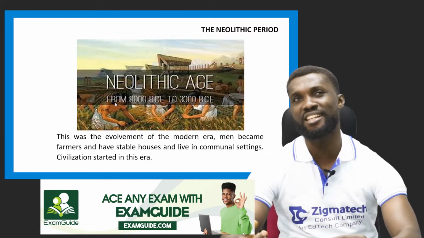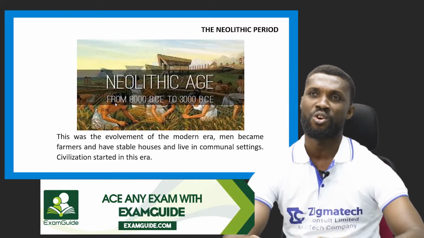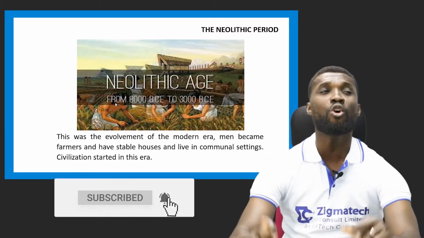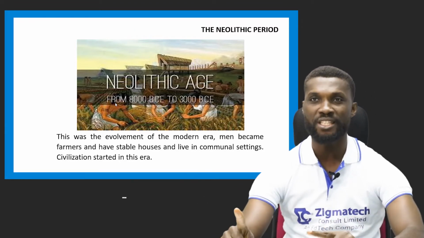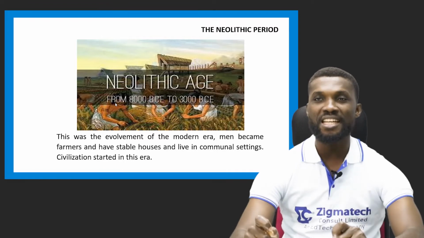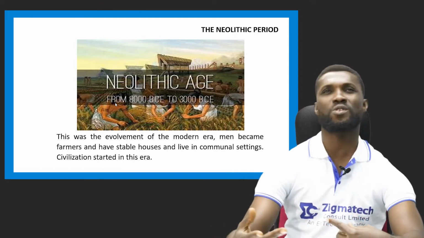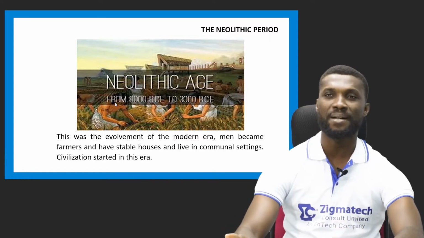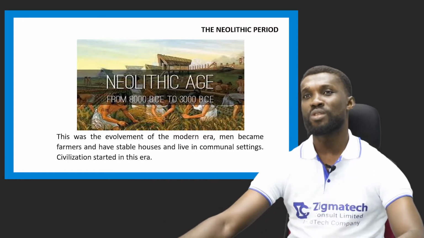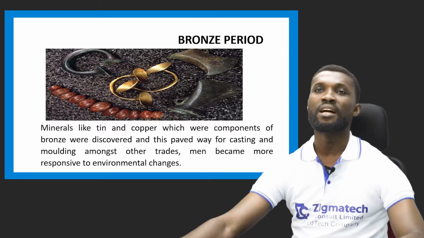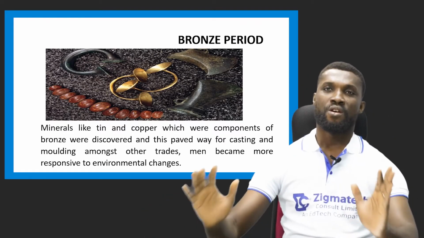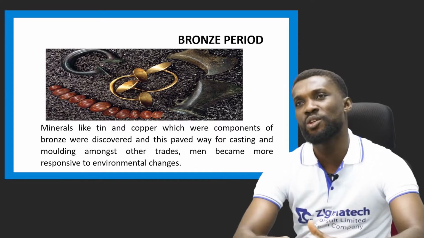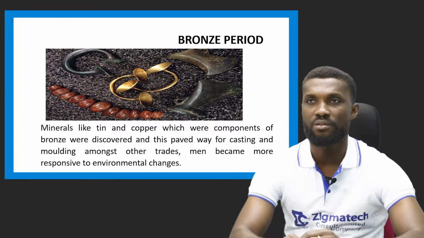Now, in case in your exam they ask you the question, in what era did civilization start? What should come to mind is Neolithic. And then if I should ask you again, in what year did the Neolithic start? Don't forget, just put this at the back of your mind that it started from 8,000 BC to 3,000 BC. Now, in the Neolithic era, the first period we have is known as the Bronze period.